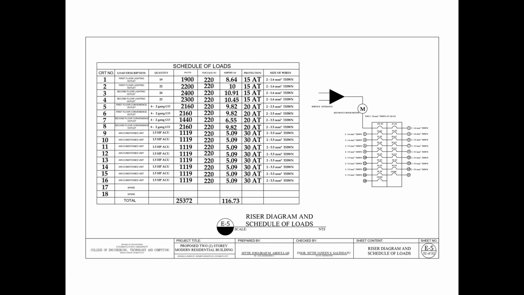So after I get the watts of each circuit, I add all of it to get the total watts, which is 25,372 watts. Then to get the value of the ampere, the watts will be divided by the voltage, and after I get the value of the ampere in each circuit, I add all of it to get the total ampere, which is 116.73 ampere. I also included the protection size of wires and size of the pipe in the schedule of loads, which is also in the picture. Also, as shown in the picture is the riser diagram.